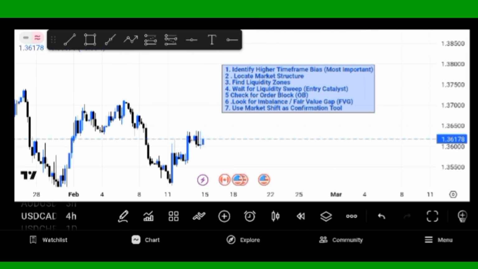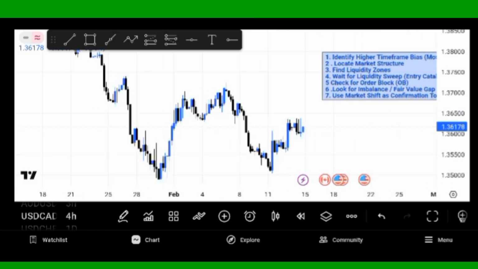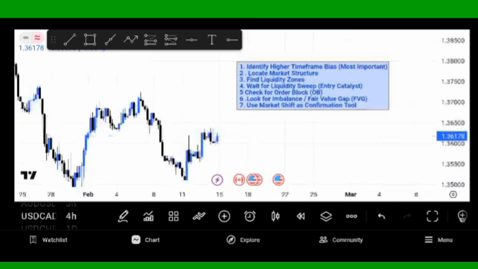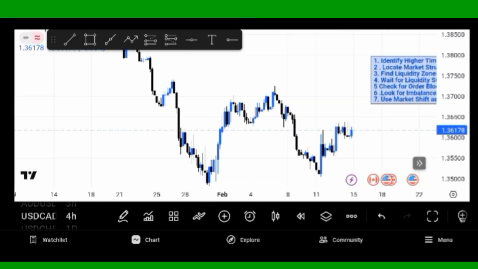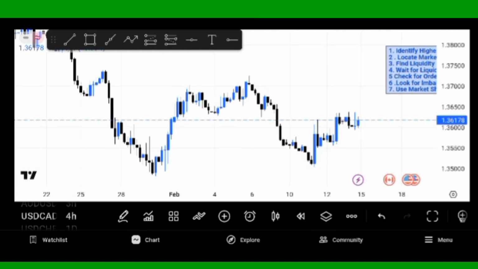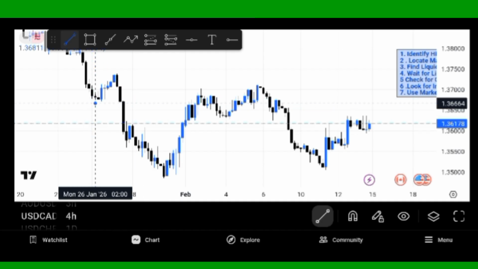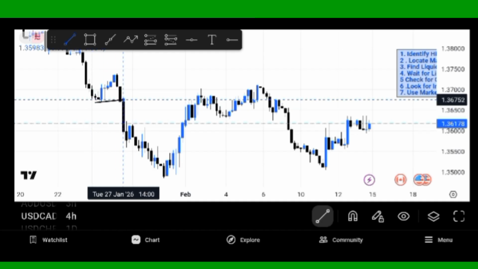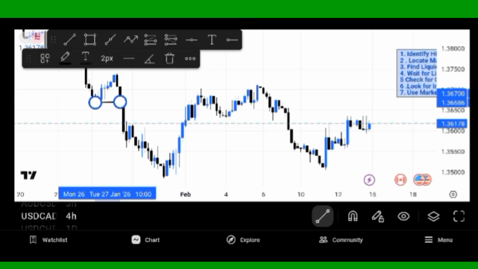The second thing is to locate market structure. This means you should look for a break of structure or a change of character. In this scenario, we are using a break of structure, and on the 4 hours this is a very good break of structure. So let me mark it. This is the break of structure, and we are in a downtrend, so we are looking for sells. This is a good entry that I took last week on USD CAD.